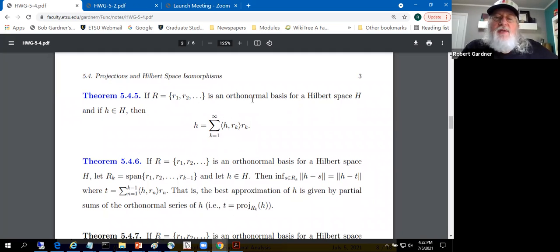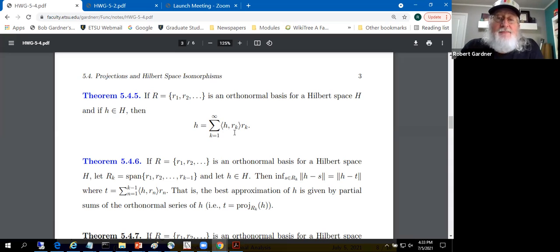It says if R is an orthonormal basis for a Hilbert space H, and if lowercase h is any vector in that Hilbert space, then lowercase h can be written in this form: the sum from k equals 1 to infinity of the inner product of h with r sub k times the vector r sub k. Why do you want orthonormal bases so badly? Because finding coefficients in a representation is easy. You just take inner products.